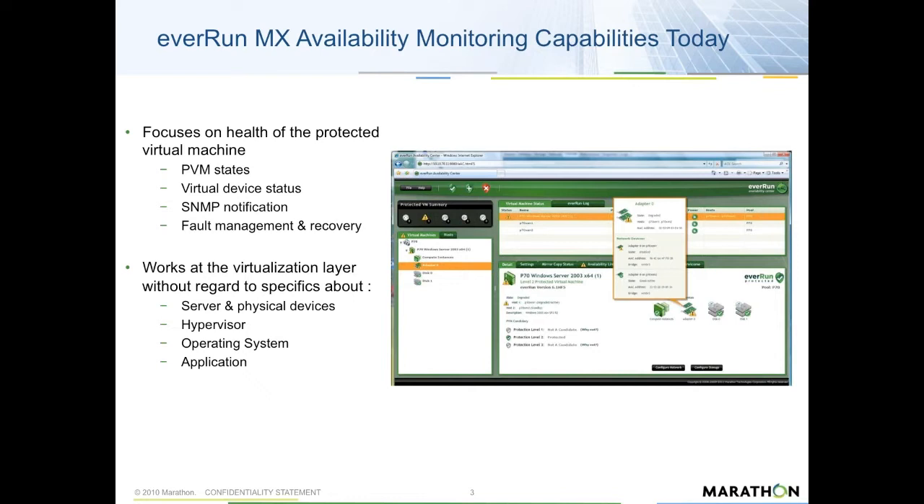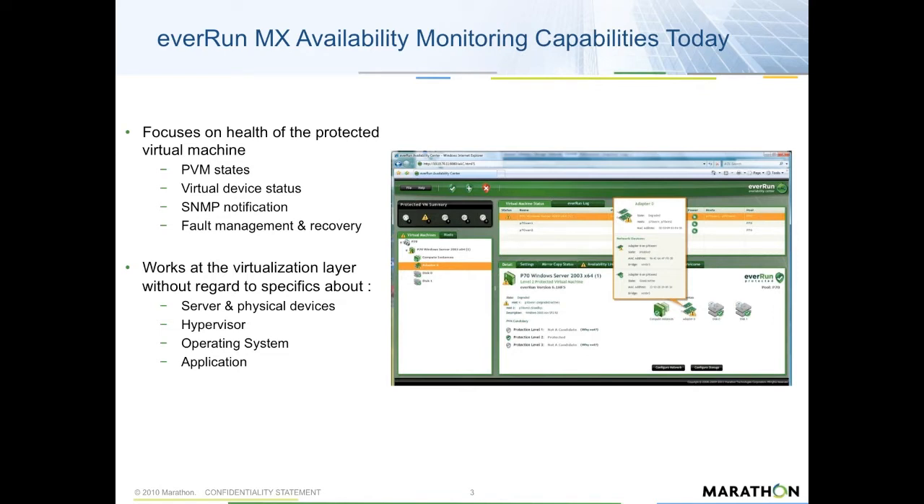So we're doing a really good job of making sure that you know what's going on with that protected virtual machine, because we've got a laser focus on that right now. And that was the original scope of our product. We've started to get into proactive notification by introducing SNMP trap notifications with everRun MX. But ultimately what we're doing is reporting on PVM states, letting you know what the situation is with that protected virtual machine.